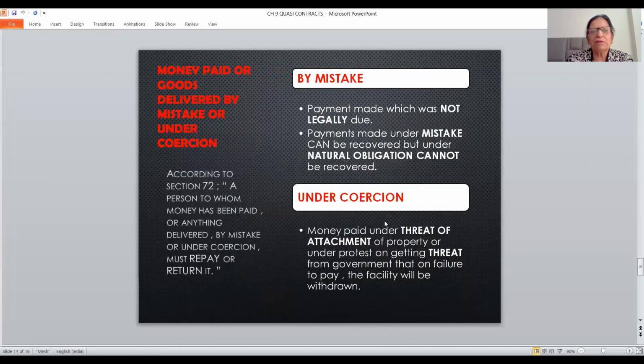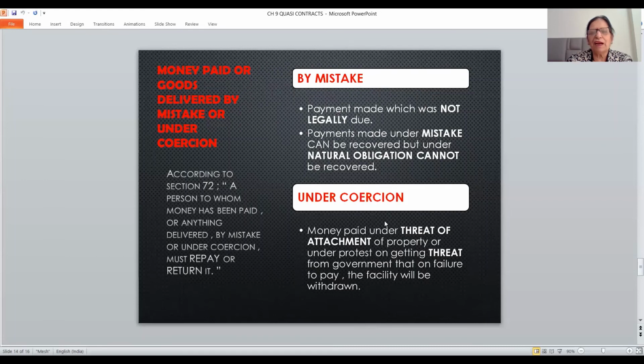Now the last point is money paid or goods delivered by mistake or under coercion. Now this point is discussed under Section 72. Payment made which was not legally due. Payments made under mistake can be recovered, but under natural obligation cannot be recovered. So Section 72 provides that a person to whom the money has been paid or anything delivered by mistake or under coercion must repay or return it.